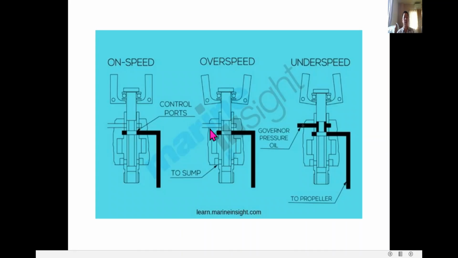As you can see here, this position of the flyweight is on speed, or on the rated speed, and in this one the position of the flyweights is in overspeed here, outside, and if the position of the flyweights is inside, this is underspeed.